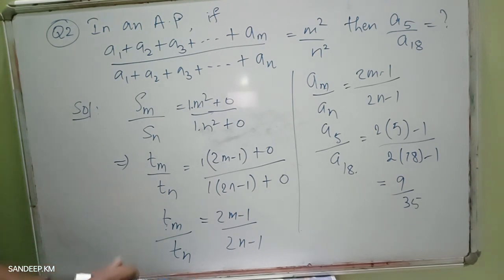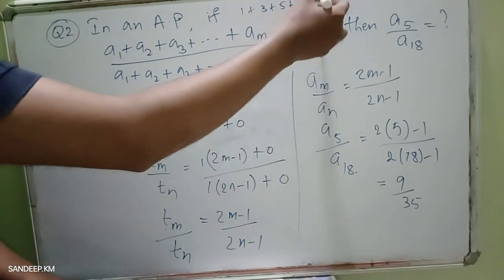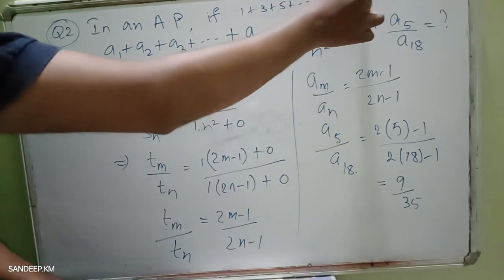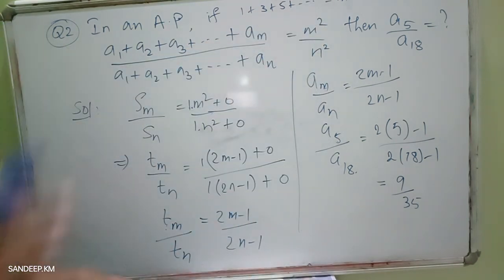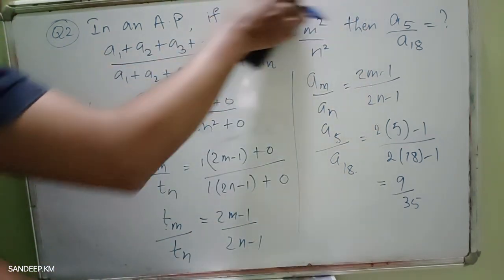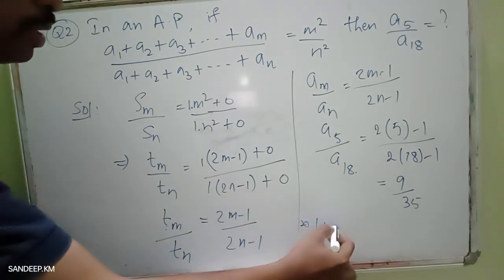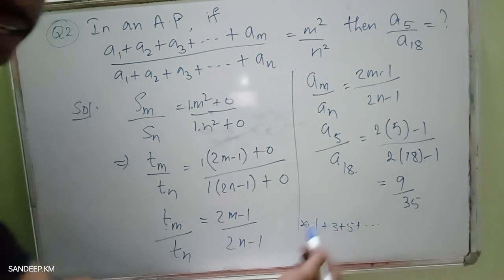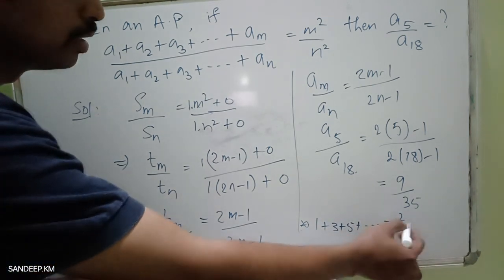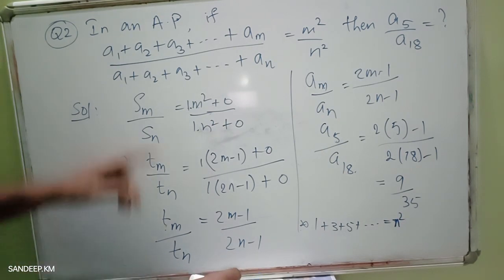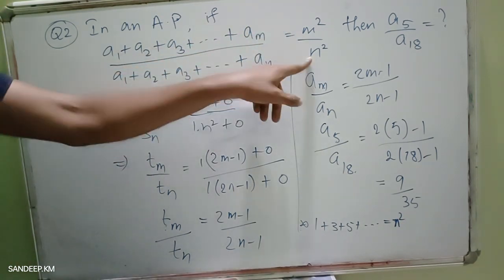Do you remember that 1 plus 3 plus 5 and so on, m terms? If I take m terms, the answer will be m square, and if I take n terms, the answer is n square. I'm sorry, that is not visible. Let me write it here below. 1 plus 3 plus 5 and so on, n terms, the answer is n square. Correct? So here also they have added AP and the numerator is m square and the denominator is n square.